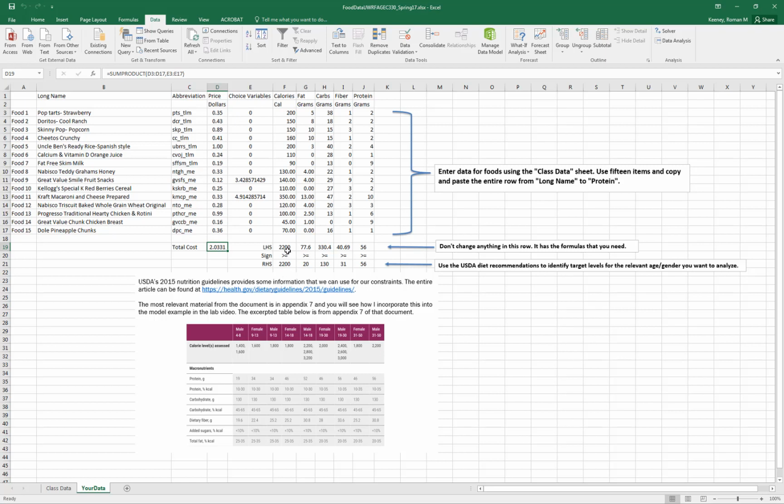Well, it says I can get 2,200 calories, 56 grams of protein, right? So I'm right at my target of 2 things. I'm over the fiber target, over the carbs target, over the fats target. I will be consuming almost 5 servings of Kraft macaroni and cheese, 3.5 Great Value Smile fruit snacks, and that's what I get to eat. But I can also meet all of my requirements, these 5 requirements, for about $2.